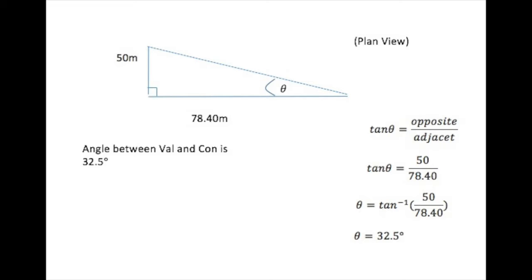Students will need to recognize that to find the angle between Con and Val, they will need to calculate the angle from Val's observation point. Now that it is known how far Con and Val are away from the tower, students need to use the inverse of the tangent function, being arctangent, to find the angle between them. Substituting the opposite value of 50 meters and adjacent value of 78.4 meters into the arctangent function gives an angle of 32.5 degrees.